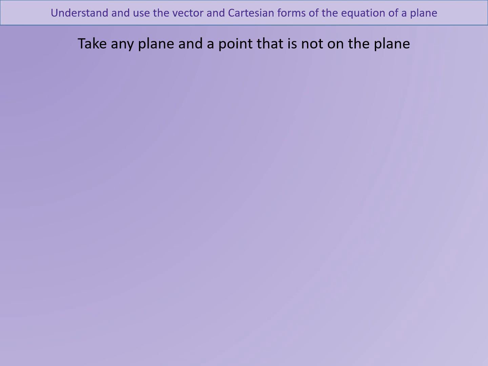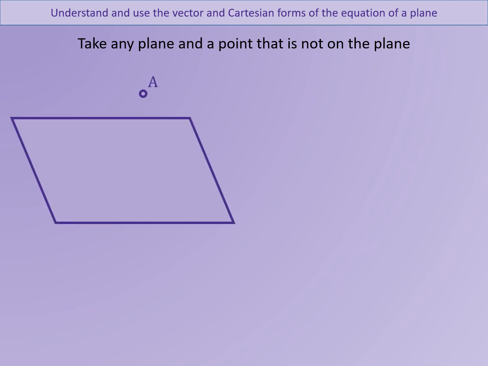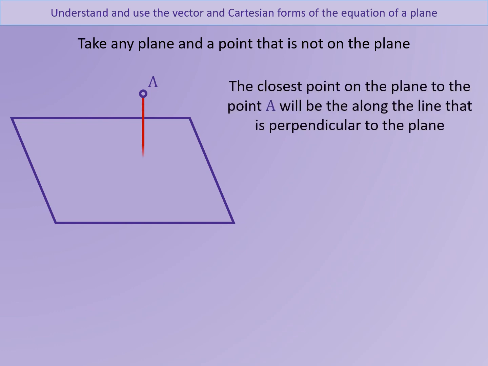Okay, so last little bit, I want to take any plane I like and a point that's not on that plane. So there's my plane and there's my point floating somewhere above it. Now what I'd like to do is figure out the shortest distance between that point and that plane, or the closest point.